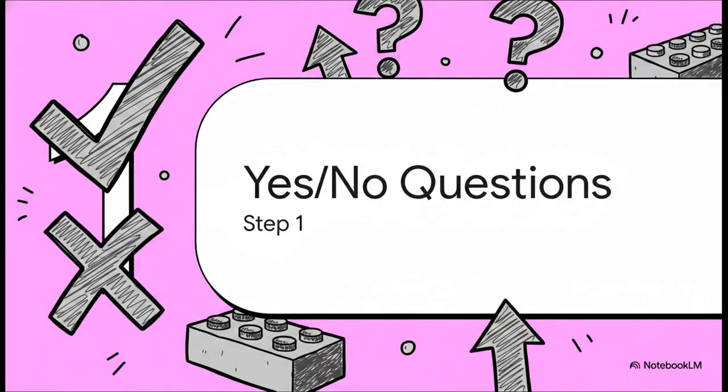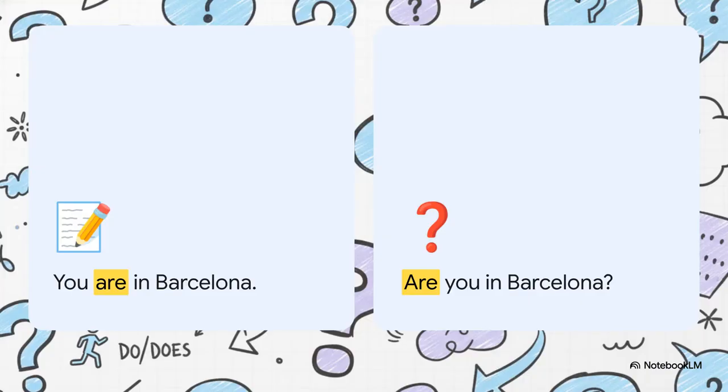All right, step 1, yes/no questions. Take a look at this basic statement. You are in Barcelona. The subject is you, and the verb is are. Now, to turn this into a question, you actually don't need any complicated new words. You literally just flip the subject and the verb. It becomes, are you in Barcelona? Verb first, then the subject. That one simple little flip instantly signals to whoever you're talking to that you're asking a question.